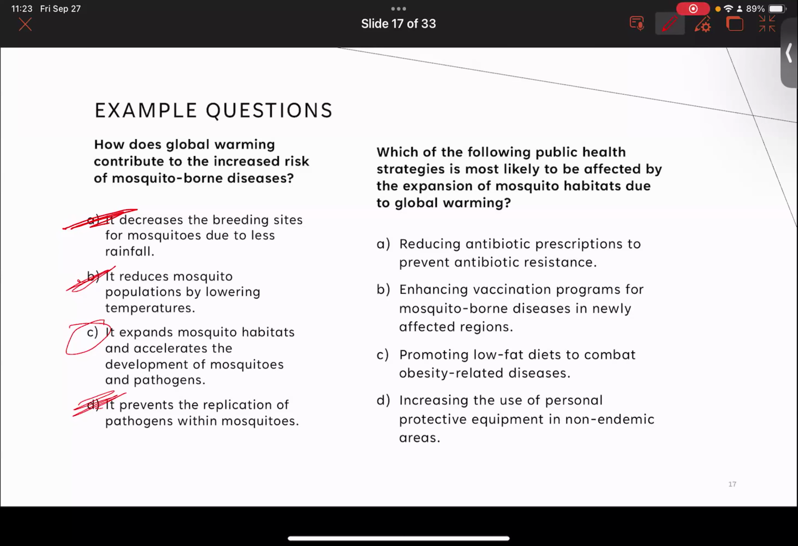So reducing antibiotic prescriptions to prevent antibiotic resistance. I'm not sure what that would have to do with it. Enhancing vaccination programs for mosquito-borne diseases in newly affected regions. Okay, we would have to make a move to do that. If you have new diseases popping up, things like chikungunya, which is a real life disease, it's a potentially hemorrhagic fever-causing disease. It's a virus transmitted by mosquitoes. We do have it. They're now considering it to be endemic here in the United States.